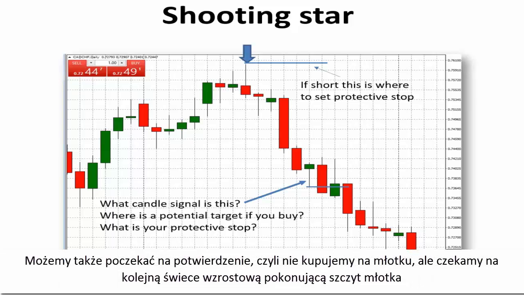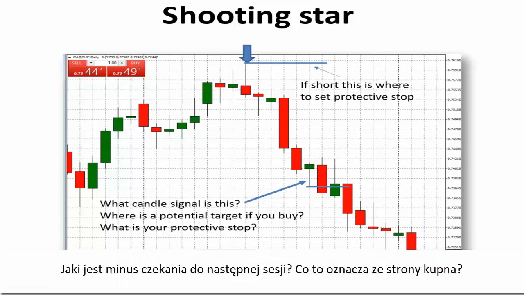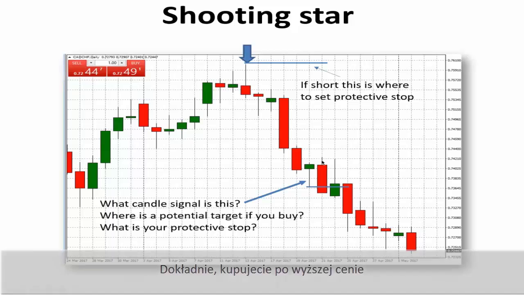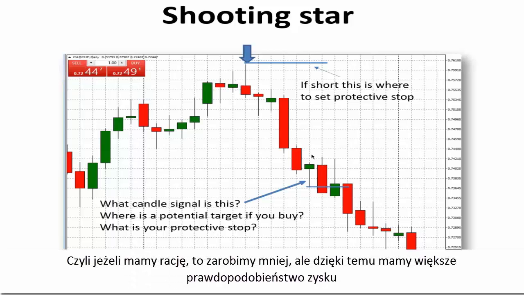Now, another way to do this is if you want a little bit more bullish confirmation, you could wait for a higher close. Let's say you don't buy on the hammer. You could wait for a higher close the next session to confirm the hammer. What's the downside with doing that? What if you wait for a higher close the next session? What does that mean about where you're buying it? Right, it means you're buying it at a higher price level. So if you're right, you're going to be making less profit, but you've increased the likelihood of the trade working out.